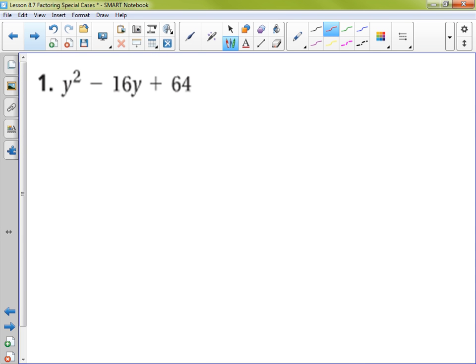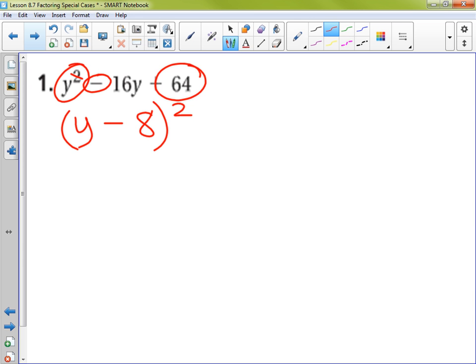Here it is. The first one is y squared minus 16y plus 64. This is a special case. So you're going to factor by taking the square root of the first term, and taking the square root of the last term. The square root of 64 is 8. And because you've got a minus in here, it's minus. That's the answer. Now how did I know that? I know that because the square root of 64 is 8, and 8 times y is 8y, doubled is 16y.